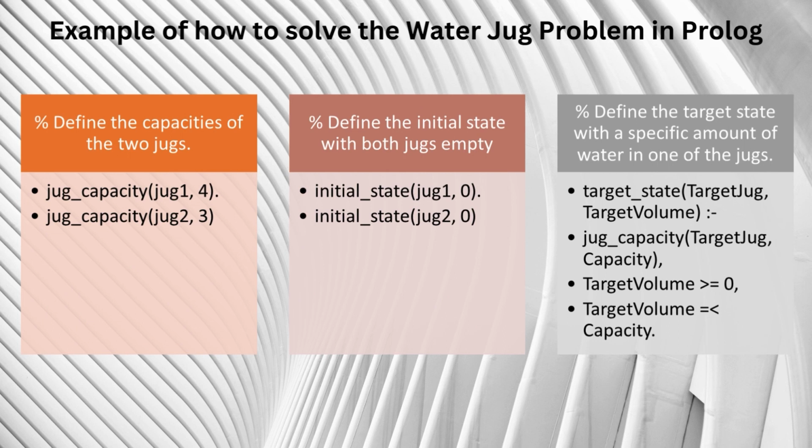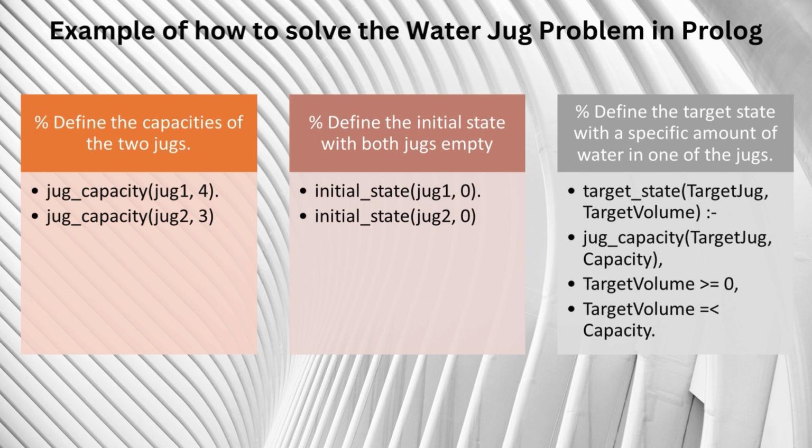First of all, define the capacity of the two jugs. For that we define the predicate jug_capacity with jug 1 comma 4, and again the next is jug_capacity with jug 2 comma 3. So the capacity of jug 1 is 4 and jug 2 is 3. Next, define the initial state with both jugs empty. So, initial state jug 1 comma 0, initial state jug 2 comma 0.